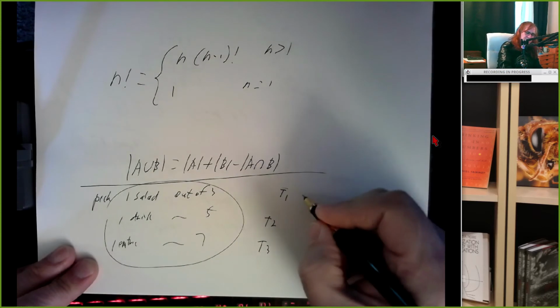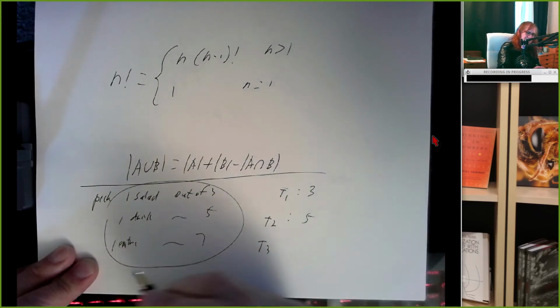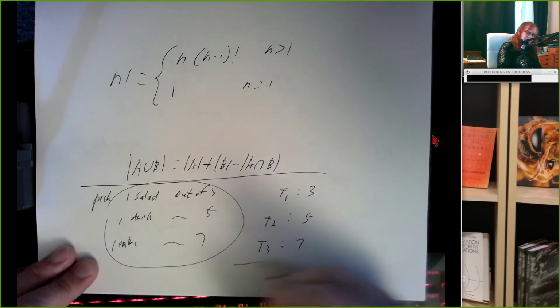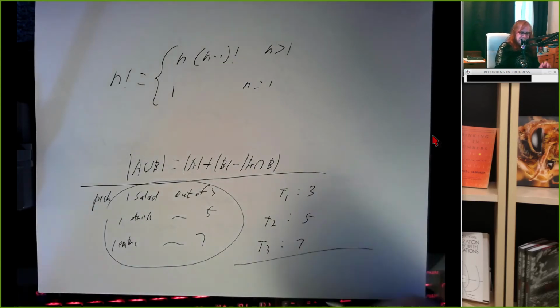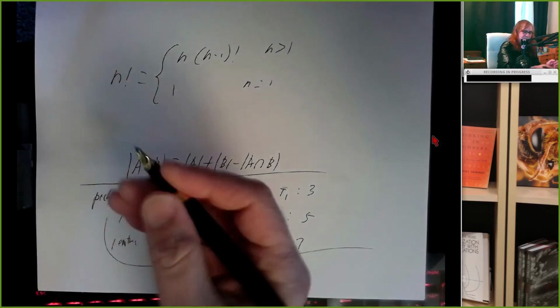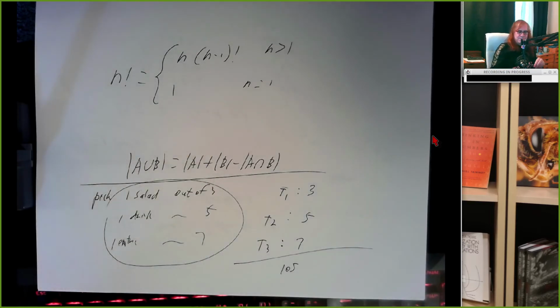And the number of ways I can pick a salad is 3. Number of ways to pick a drink is 5. Number of ways to pick an entree is 7. And so that's a total of 105 ways that we can pick our meal. So that's a product rule.